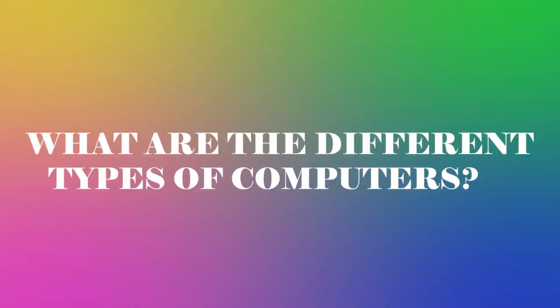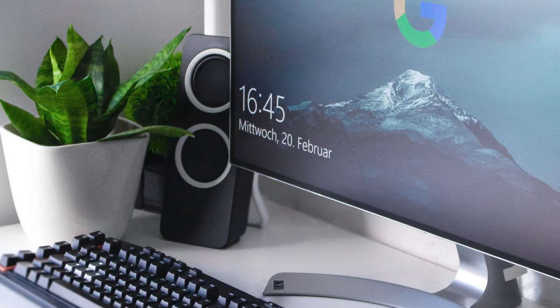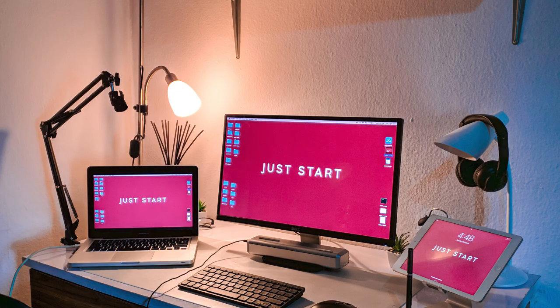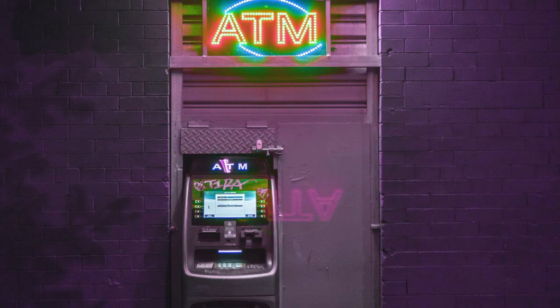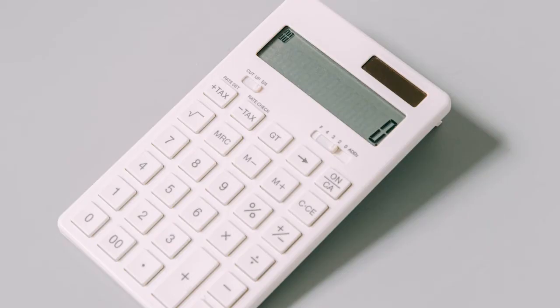What are the different types of computers? Most people associate the term computer with a personal computer such as a desktop or laptop. Computers, on the other hand, come in a variety of shapes and sizes and serve a variety of roles in our daily lives. When you use an ATM, scan groceries at the store, or use a calculator, you are utilizing a computer.